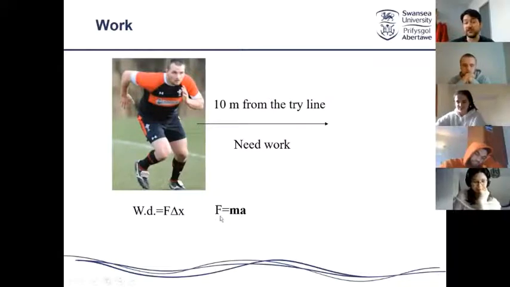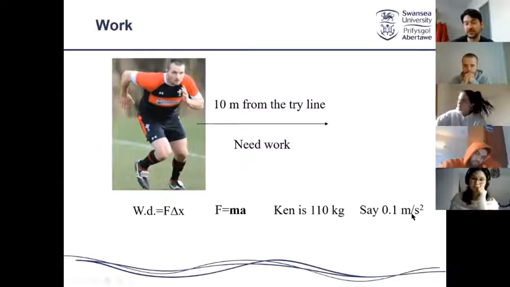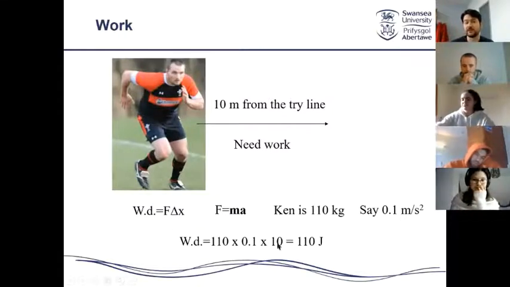We've already seen force is equal to mass times acceleration. And so then we can start putting some real numbers into this, and in some ways they're approximations. Ken Owens actually weighs 110 kilograms, and let's say he needs to get to an acceleration of 0.1 meters per second squared. From this, we can say the work we need to do for Ken to move this 10 meters is equal to F delta x, which is mass times acceleration times displacement: 110 multiplied by 0.1 multiplied by 10. So this would require 110 joules of work, of energy, to achieve this.